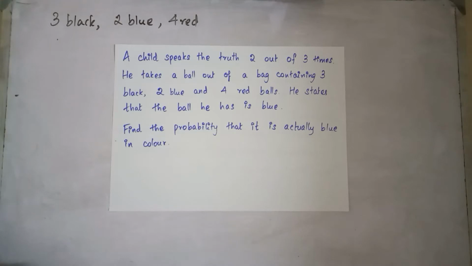So in this video, we'll be looking at a problem based on probability, and this problem involves a little critical thinking. A child speaks the truth 2 out of 3 times. He takes a ball out of a bag containing 3 black, 2 blue and 4 red balls. He states that the ball he has is blue in color. Find the probability that the ball he has is actually blue in color.